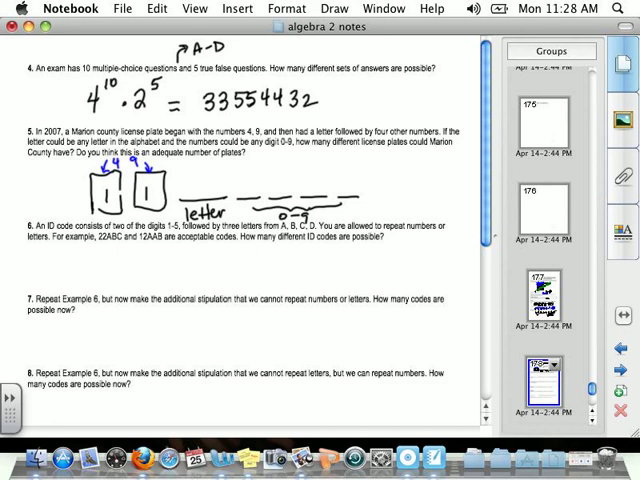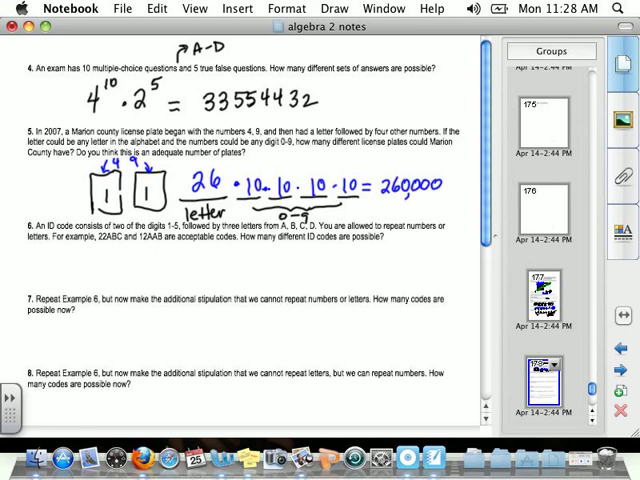Okay, so how many choices for the letter? 26. How many choices for the numbers? 0 through 9 is how many choices? 10, 10, 10, and 10. I'm allowed to repeat my numbers at the end. So I have 26 with 4 zeros, so 260,000.